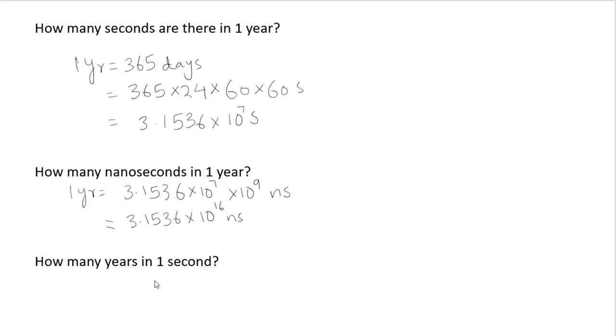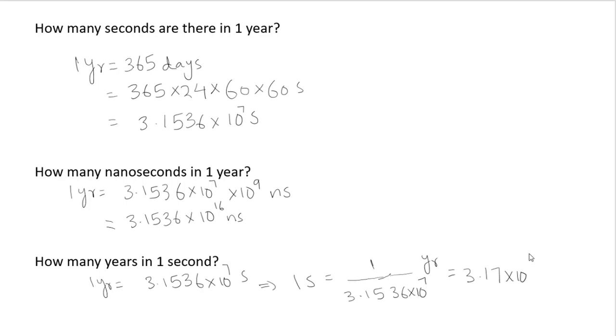And how many years are in 1 second? We know that 1 year equals 3.1536 × 10⁷ seconds. So from here I can write that 1 second will be equal to the inverse of this value, which is equal to 3.17 × 10⁻⁸ year.